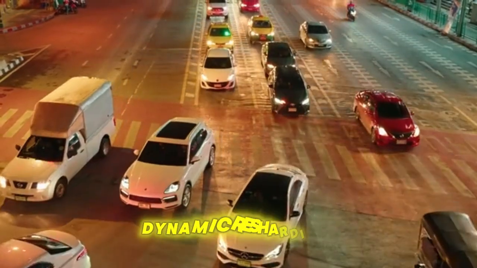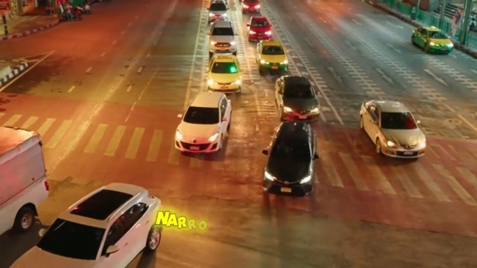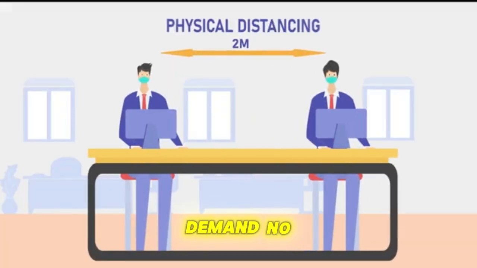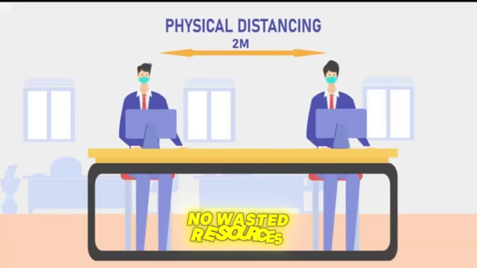Now it's time for dynamic resharding. Show shard lanes widening and narrowing based on traffic heat maps. Shards automatically rebalance based on demand. No over-provisioning, no wasted resources.